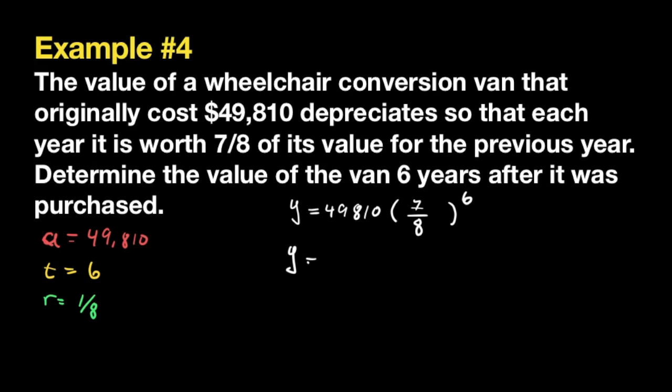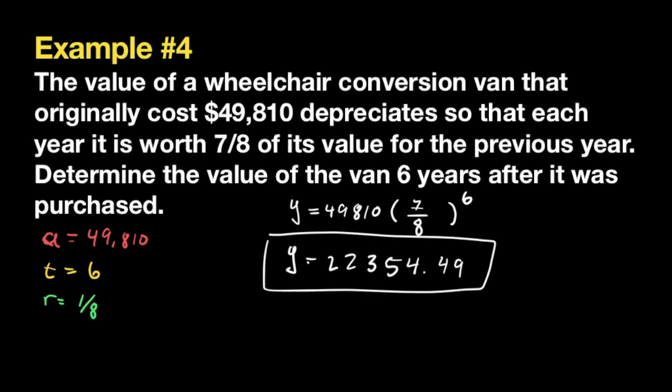And then after 6 years, our answer would be 22,354 with 49 cents. The decimal after the 49 is a 4, so we're going to keep it as 0.49. And that will be the answer after 6 years.